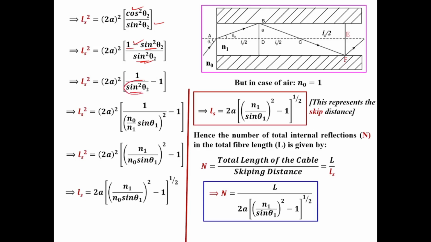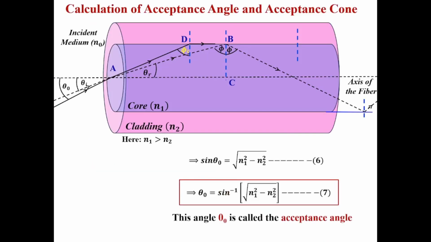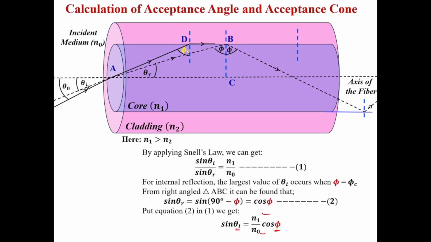Here, instead of sin theta 2, I substitute this value, n0 by n1 into sin theta 1. This expression we found at the time when we discussed the acceptance angle. Here I'm going to show you. Here you can check this video itself. The video is your calculation of acceptance angle.